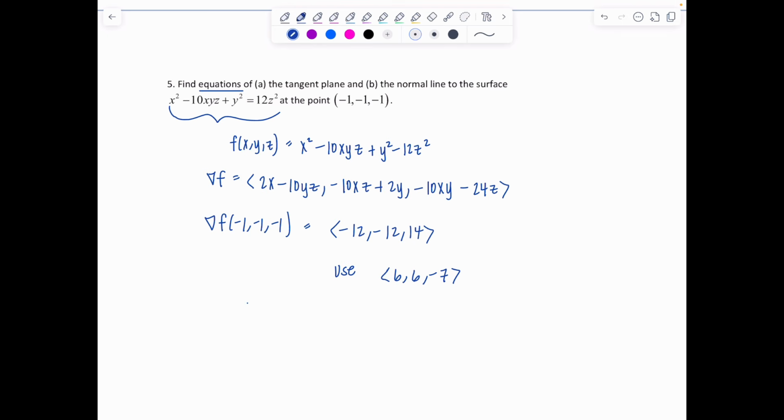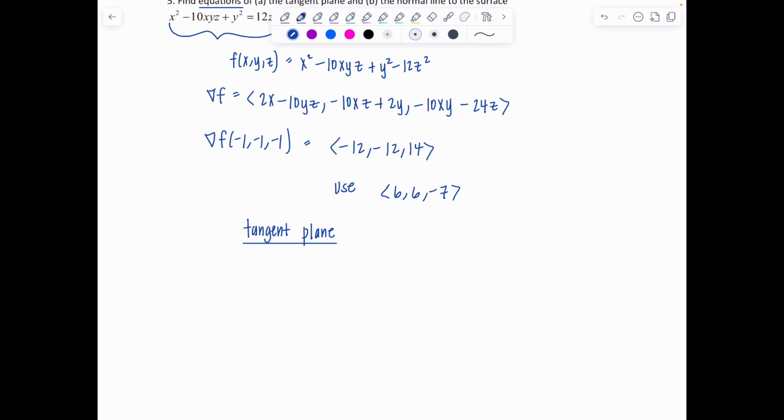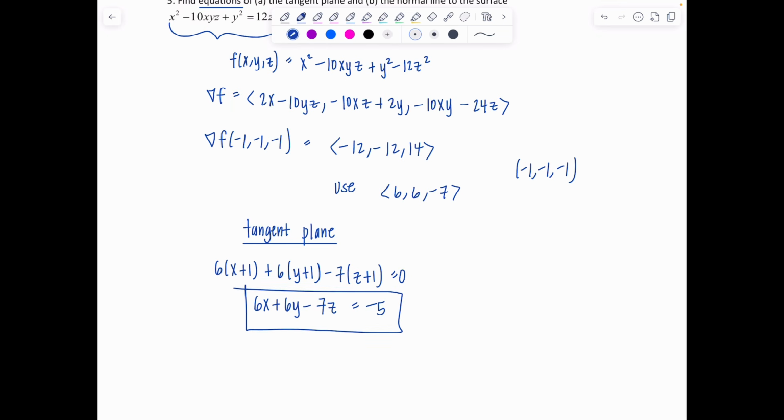So for the tangent plane, at the very least, it did need to be in standard form at the very end, meaning ax plus by plus cz equals the constant. So I have 6 times (x + 1) plus 6 times (y + 1). Oh, did you forget the point was (-1, -1, -1)? Minus 7 times (z + 1) is 0. So this simplifies to 6x + 6y - 7z = -5. So that's done.